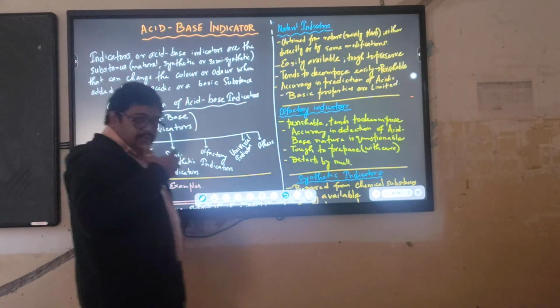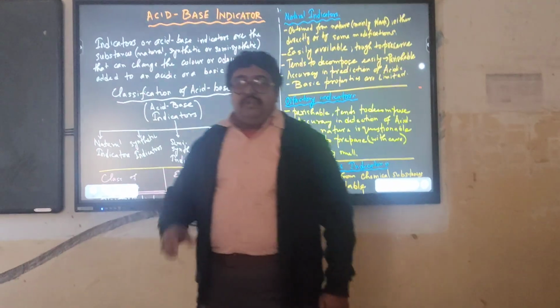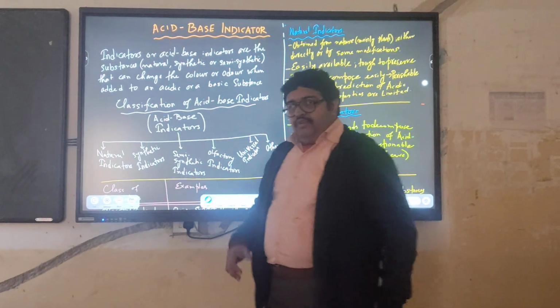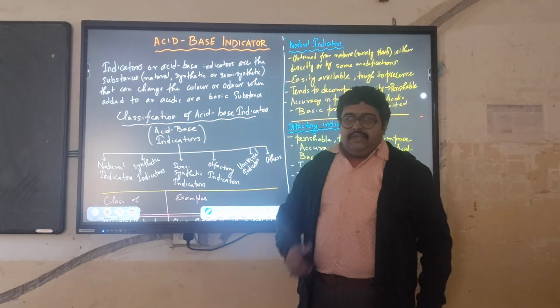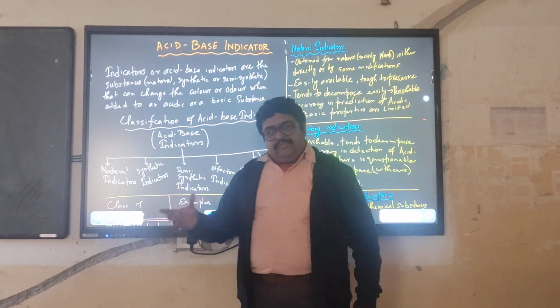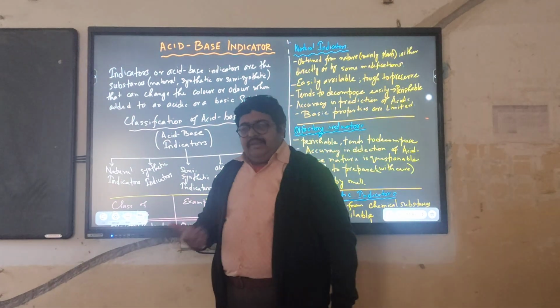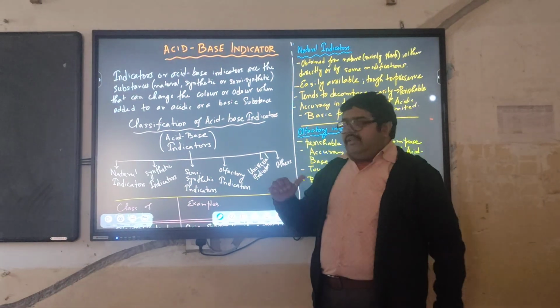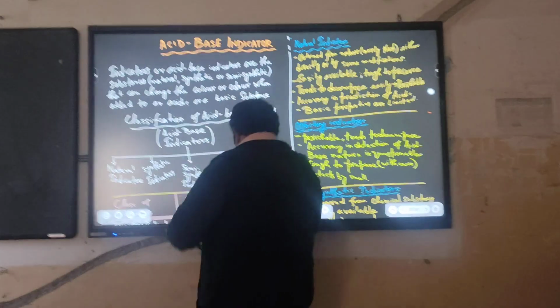Now, first of all, we come to the word indicator. The word indicator means to indicate in English. Here also the same thing. This substance will indicate whether a given substance is an acid or a base, or whether they have acidic or basic properties. So, in general, we call it chemical indicator or indicator, but the official name is acid and base indicator.